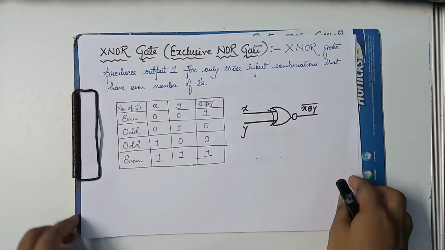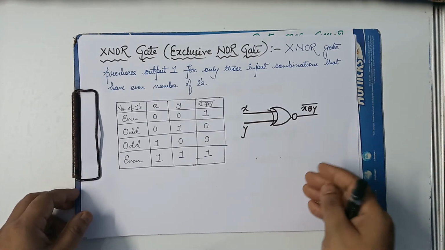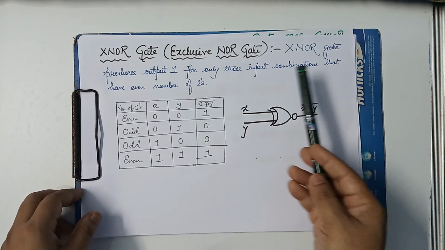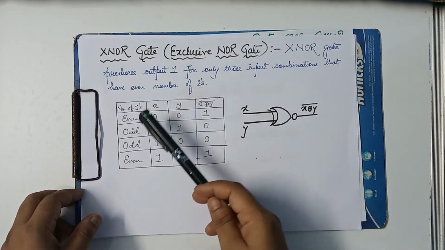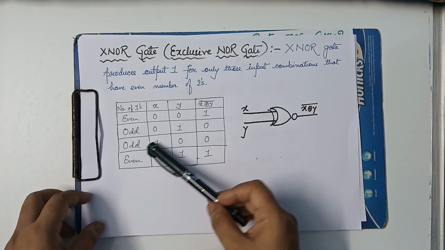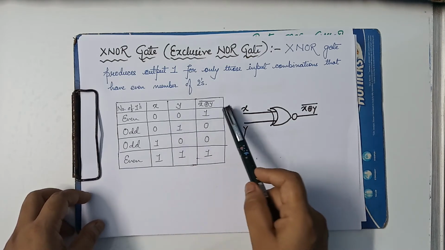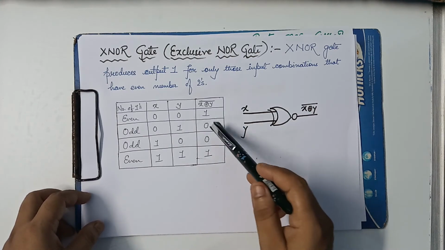Now let us see the XNOR gate. We have already seen the XOR gate, which is the exclusive OR gate. If we add a NOT gate with that gate, it will become what? The XNOR gate. XNOR gate produces 1 for only those input combinations that have an even number of 1s. Okay, so here you can see where we have 1s in an even combination, only then will we get the output as 1. Otherwise, we will get the output as 0.